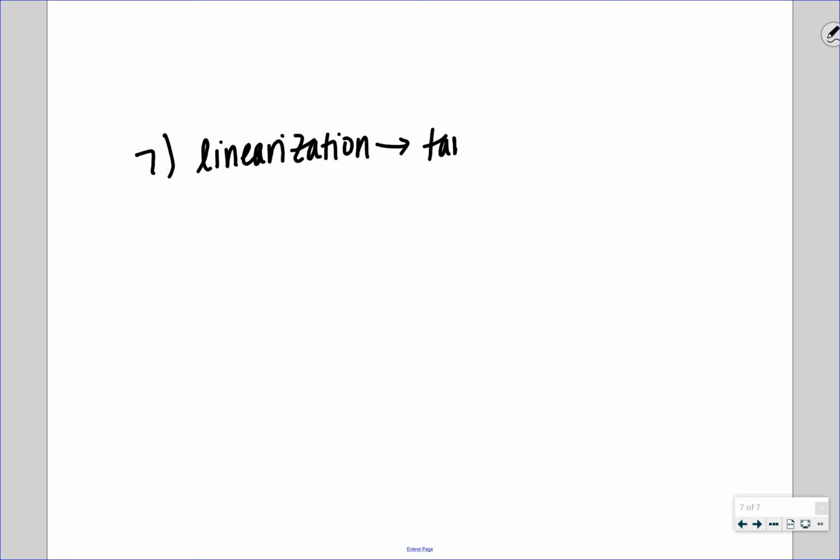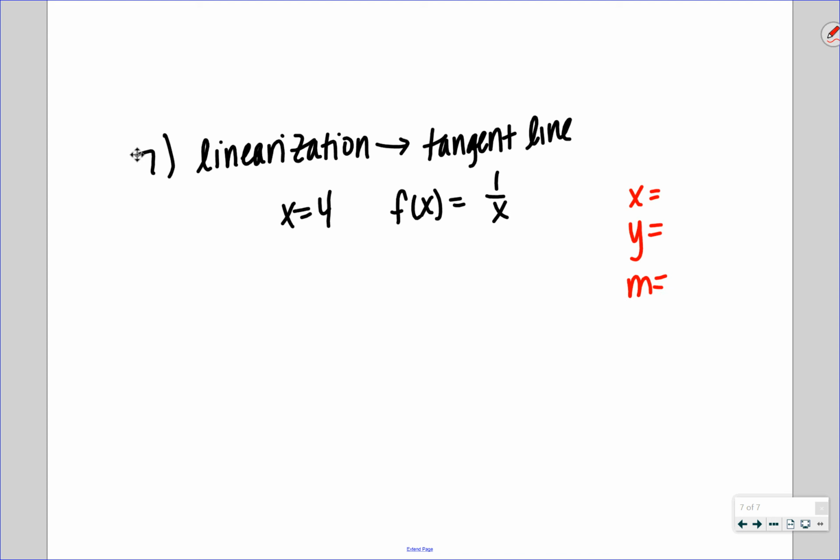This means tangent line. I have x equals 4 and f of x equals 1 over x. If I'm writing the equation of the tangent line, I need x, I need y, I need m. So here I know x is 4, y is 1 over 4. X is 4, y is 1 over 4, and m is f prime plugging in 4.